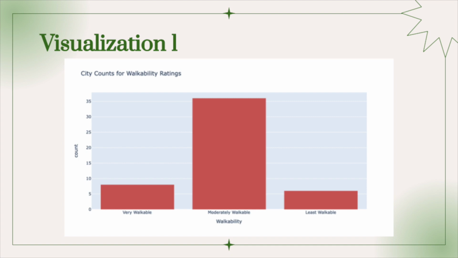From this visualization, we are able to see that out of the top 50 most populated urban areas in the United States, 8 are very walkable, 36 are moderately walkable, and 6 are least walkable. We decided to use a histogram because we wanted to look at the total count of CBSA tracts that had specific walkability labels.